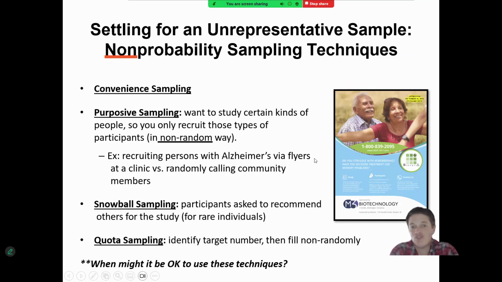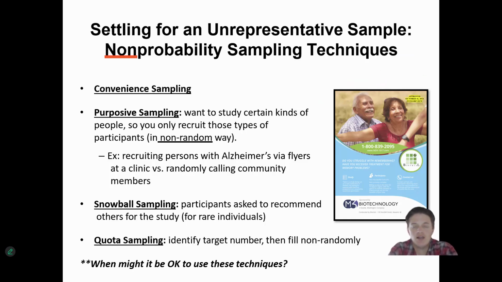Sometimes we have to settle for an unrepresentative sample. It's not ideal, but there are times where non-probability sampling techniques are all that we have access to. It might be biased and it might not give us as great of information, but this might be difficult to avoid. Again, it's not ideal, but there might be times where there's no other option. So we might have to give in to convenience sampling, which we talked about earlier, just whoever you can get.